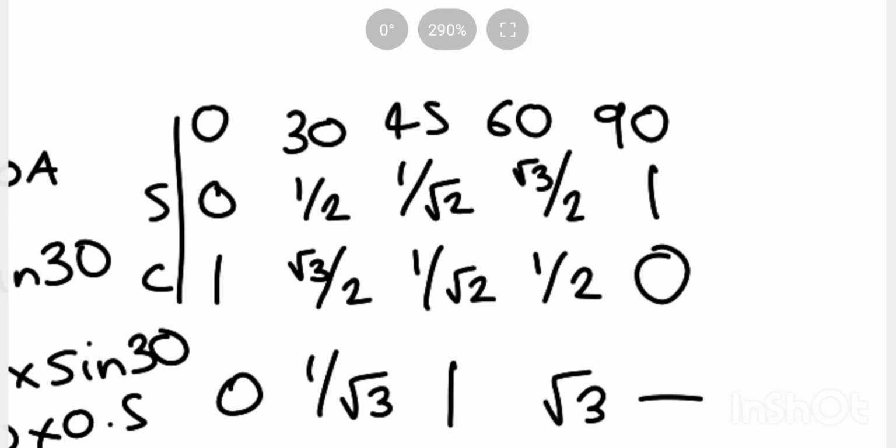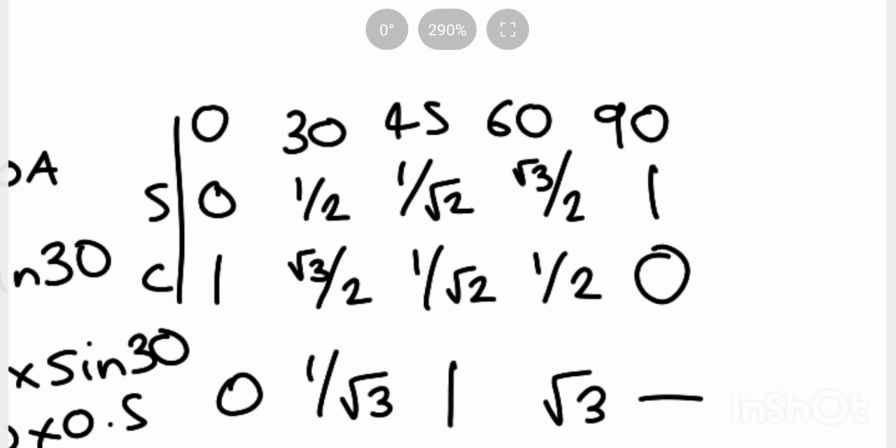This is just something to commit to memory. Basically remember what the sequence for sine is, and for cosine, it'll just be the reverse order. And then for tangent, you just need to remember 0, 1 over root 3, 1, then root 3, and then undefined. It's just memory work. But yeah, that's that.